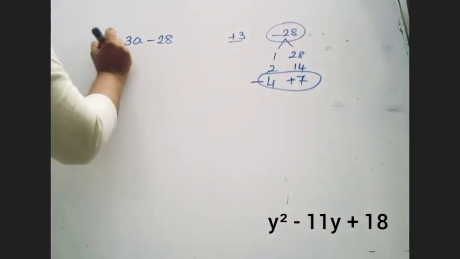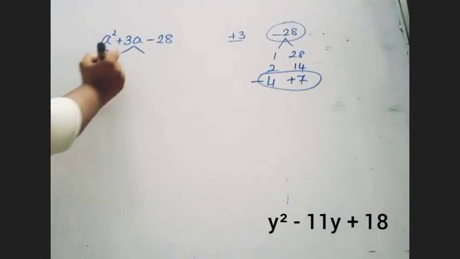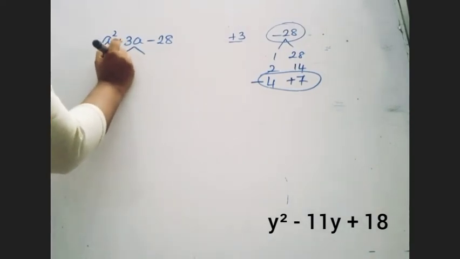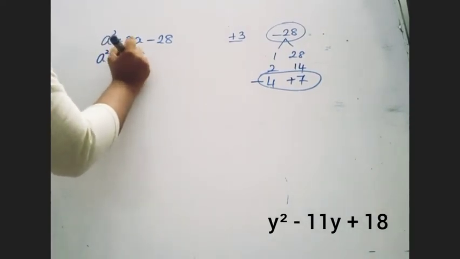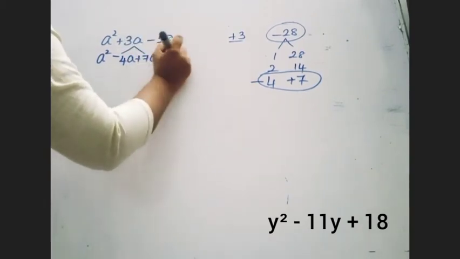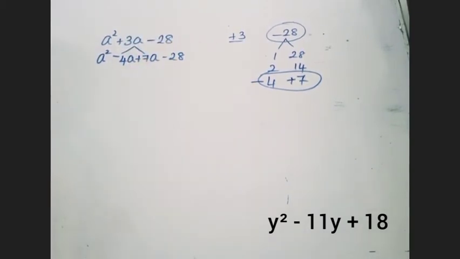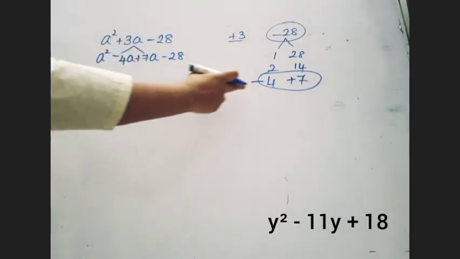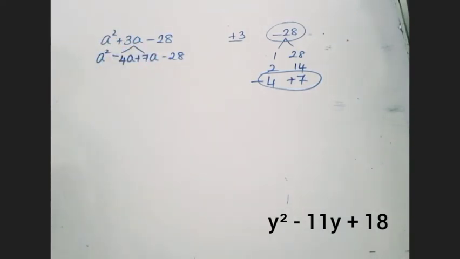So we are going to split and write it into one pair, which is minus 4a and positive 7a. Did you understand this? Okay, so this is where most children get it wrong, so be aware of the signs when you write.